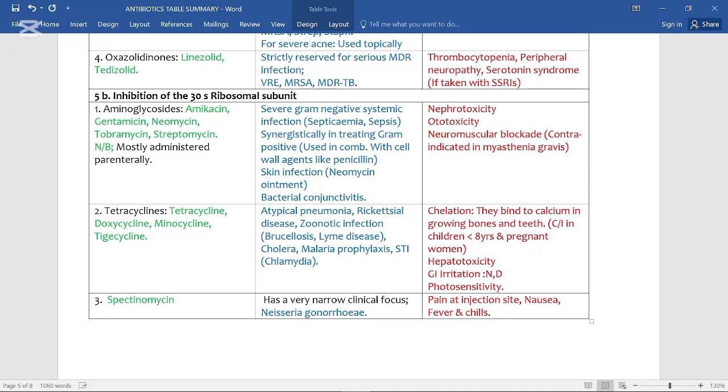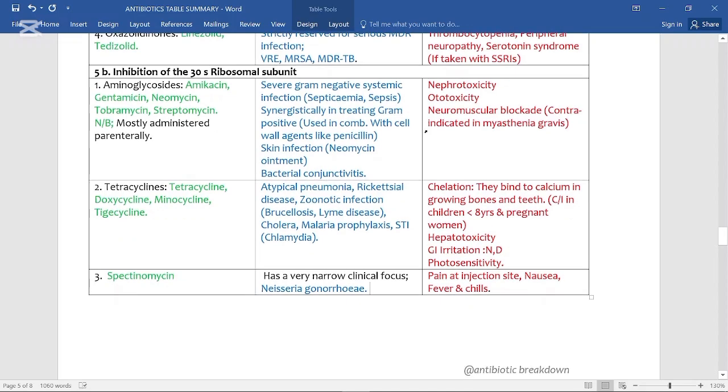Think of the client's kidneys. Yeah, it may be nephrotoxic. So check on the RFTs, yeah, the BUN and the creatinine levels. It may also cause ototoxicity and neuromuscular blockade. So it's always contraindicated for those clients who have got myasthenia gravis.